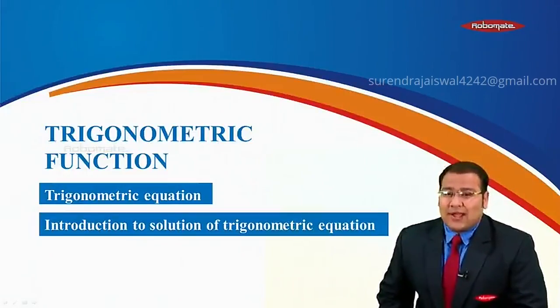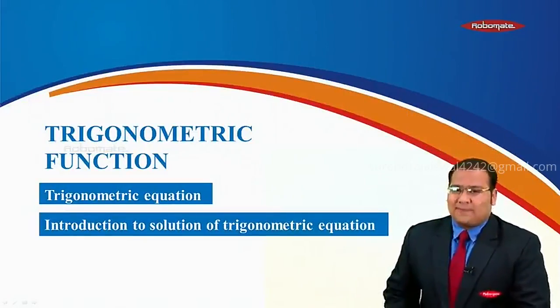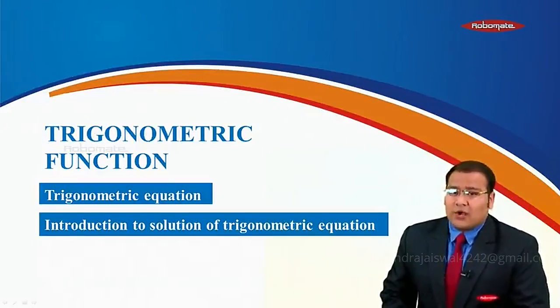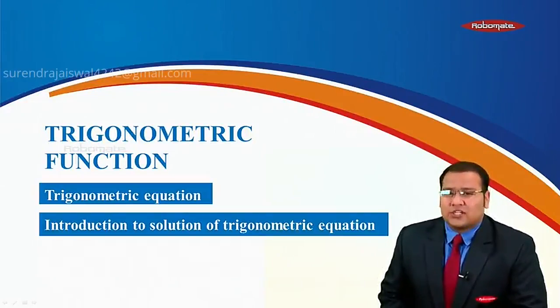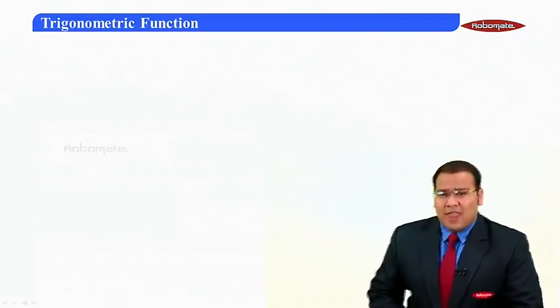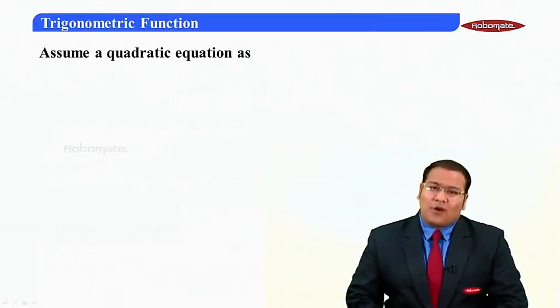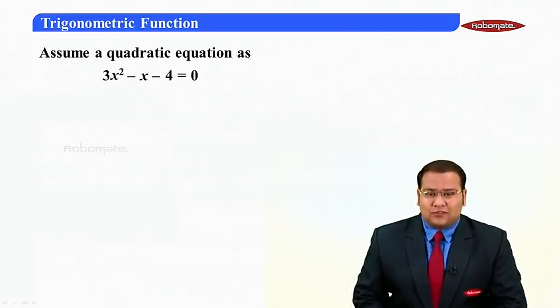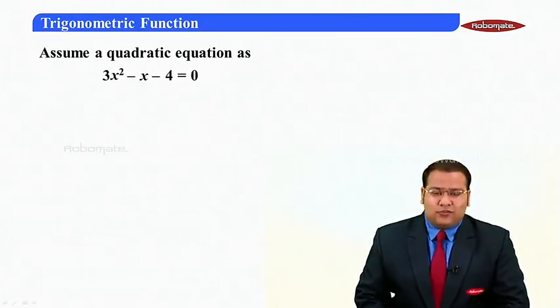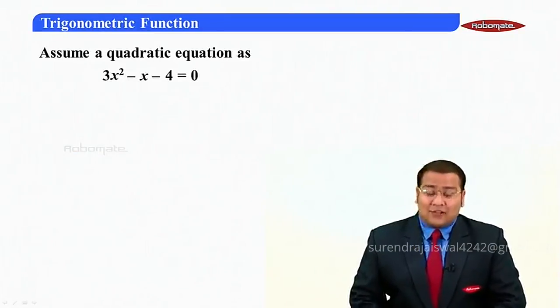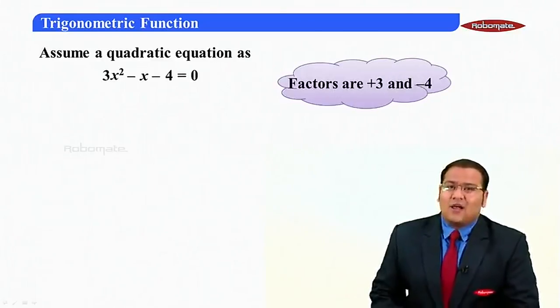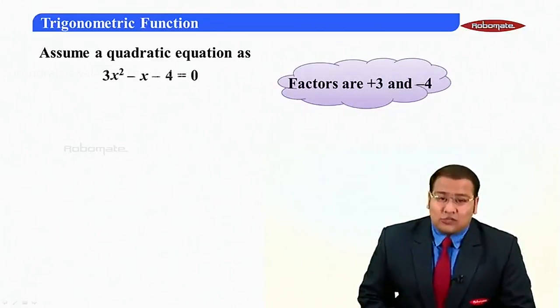Today we are starting with a very interesting chapter, trigonometric functions. In this session, we are going to learn about the trigonometric equation and the introduction to its solution. We are all already aware of the quadratic equation. So assuming a quadratic equation as 3x square minus x minus 4 equal to 0, as soon as you see this equation, you already know that the factors are plus 3 and minus 4.